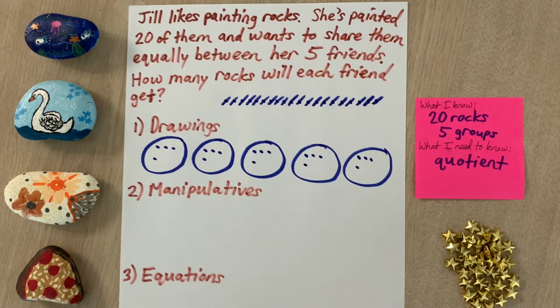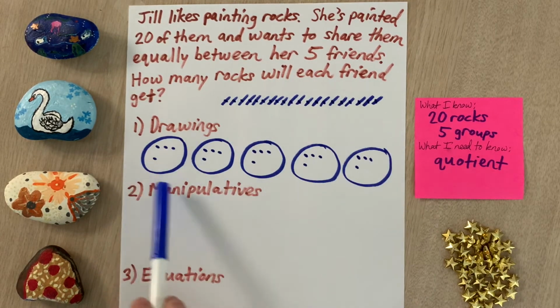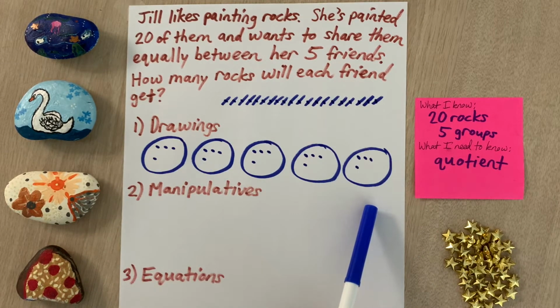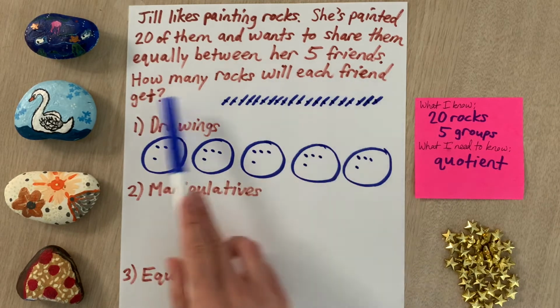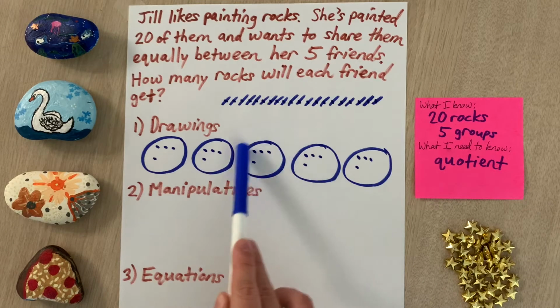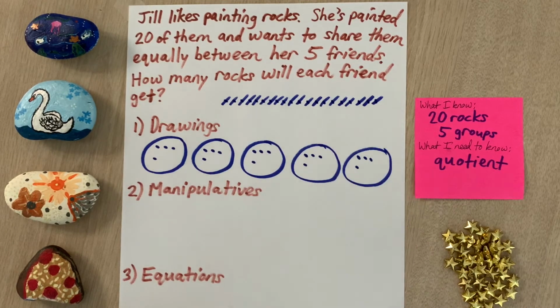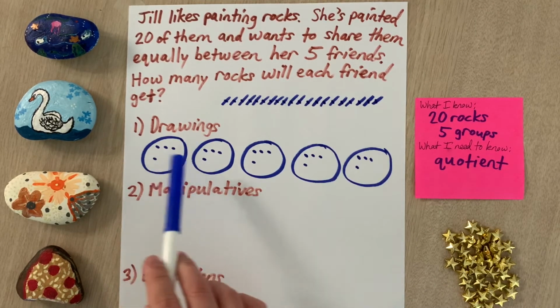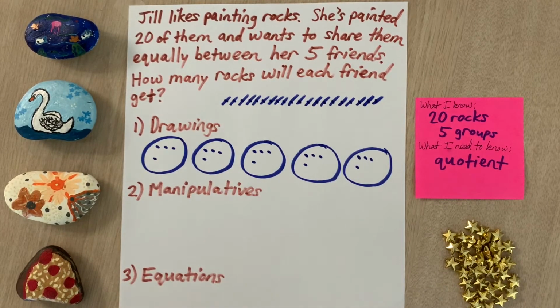All right, and so whenever you are done, you can take a look at this and see if yours matches up. And again, our question is asking how many rocks will each friend get? So this is one friend, this is another friend, another, another, and another. So we can look at any of these friends to see how many rocks the friend will get. Notice that these are all equal groups. They all have the same number of rocks.